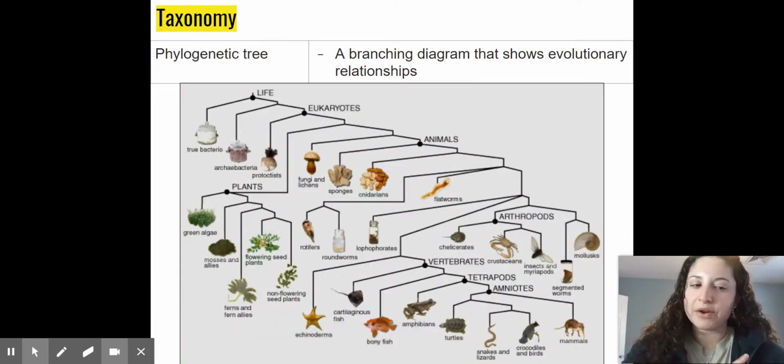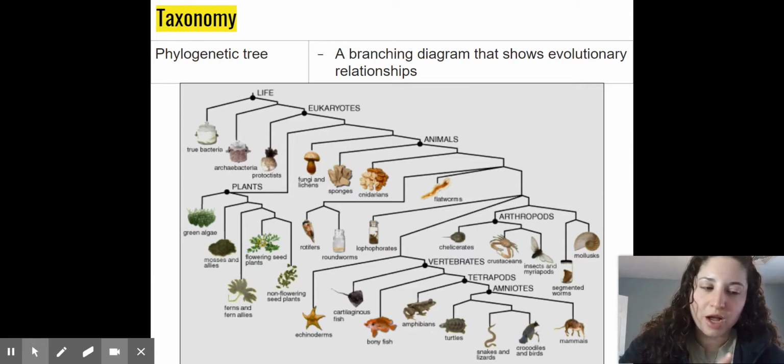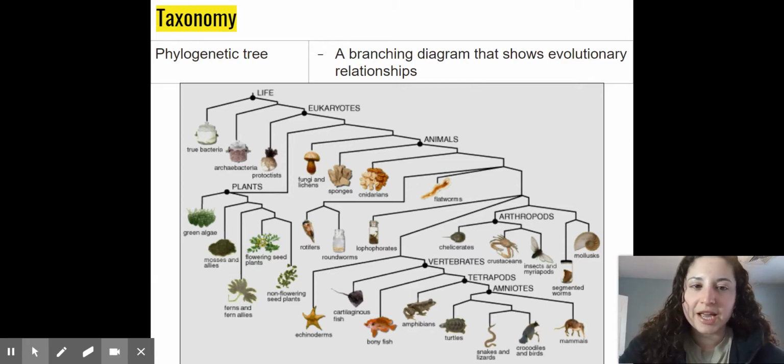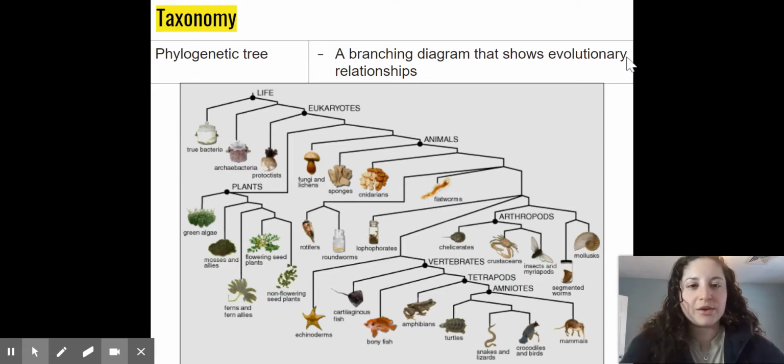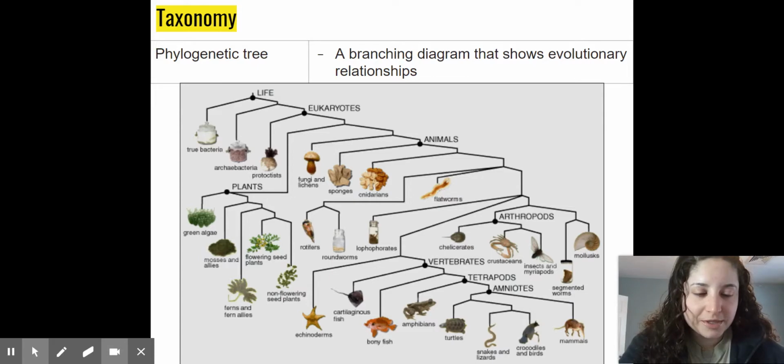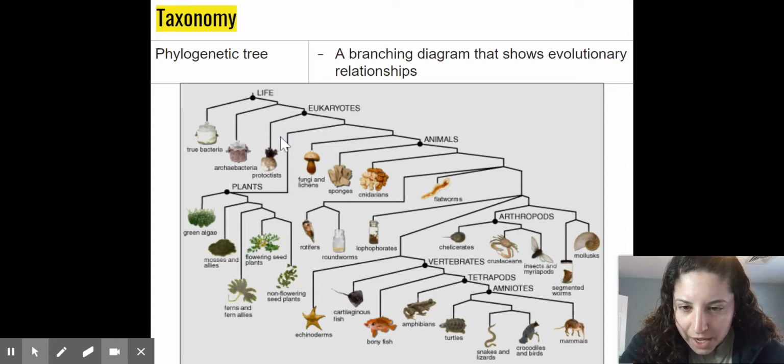Now we can take our cladogram one step further and make it more broad. We call that a phylogenetic tree. It's basically like the tree of life. So again, it's showing those evolutionary relationships between different types of organisms. So again, this up here would be like the origin of life, the very first living organism. And then we have bacteria, which probably came first, archaea bacteria, protocysts, and then we get the formation of eukaryotes. So now we have cell organelles.